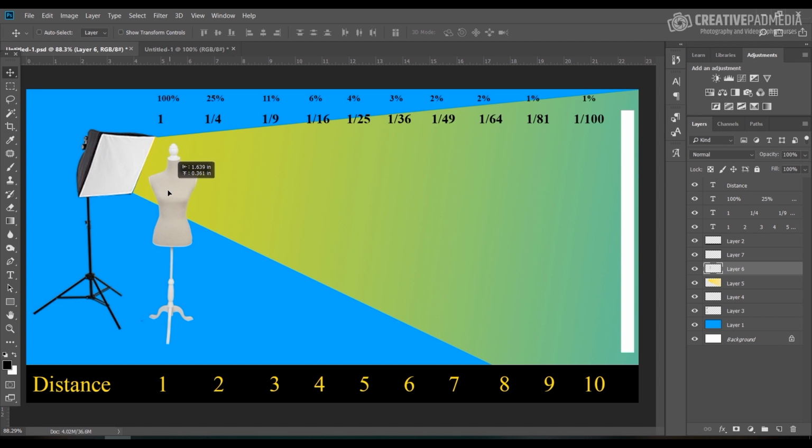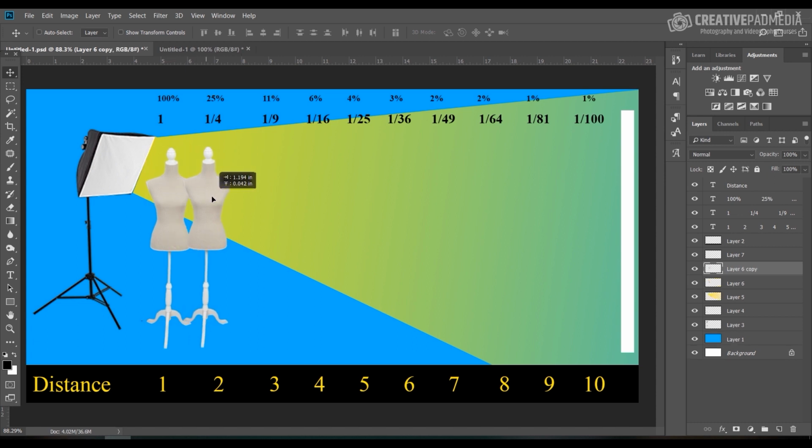So if you had, let's say, 2 mannequins like this, one behind the other, what's going to happen is, if you expose your shot for the first mannequin, that is receiving 100% of the light, but the mannequin behind it will receive only 25% of the light. Therefore, it's going to be underexposed as compared to the first mannequin by 75%. So it's going to be 75% darker than your first mannequin, right?